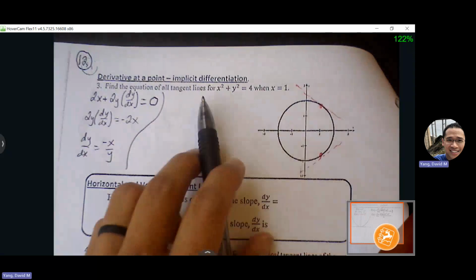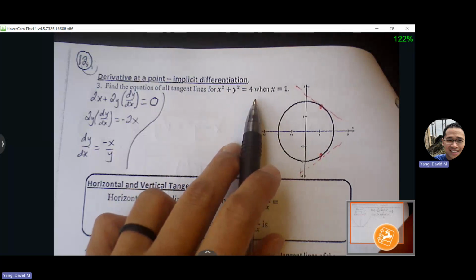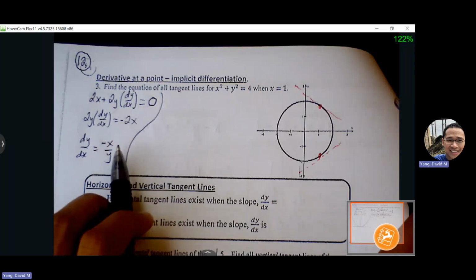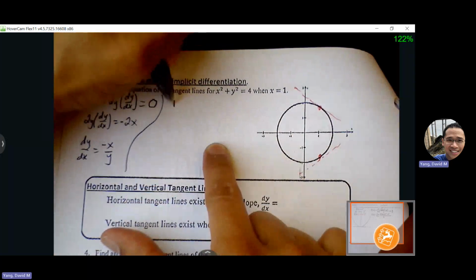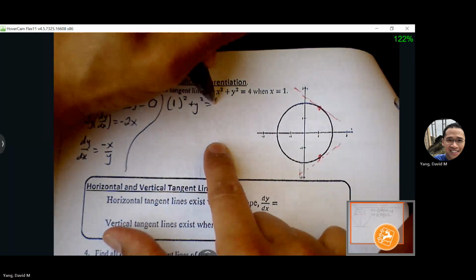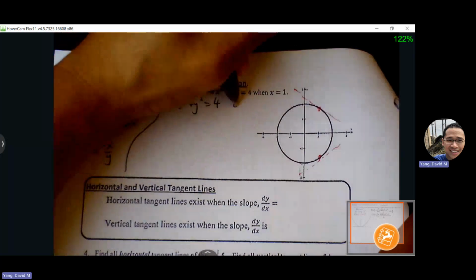Okay, I'm going to plug 1 into the equation now to figure out what the ordered pair is. And then once I get my ordered pair, I can put it into my slope formula to get my slope and then use point-slope form. What's going to happen though if I plug 1 in for x? I'll get y squared equals 4.